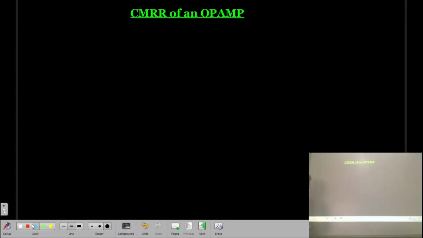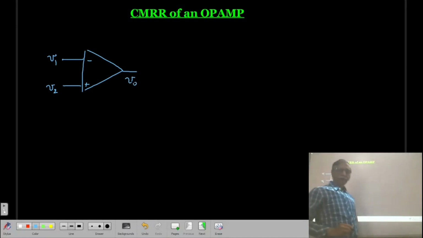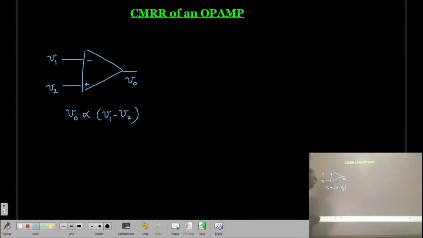Now we know that the operational amplifier is a kind of difference amplifier, so it has two inputs. Let us have a V1 input and another input V2. This is the inverting terminal, this is the non-inverting terminal, and here we have the output voltage VO. Being a difference amplifier, this output voltage is proportional to the difference of the two signals, V1 minus V2. So we can write this as AD into V1 minus V2.